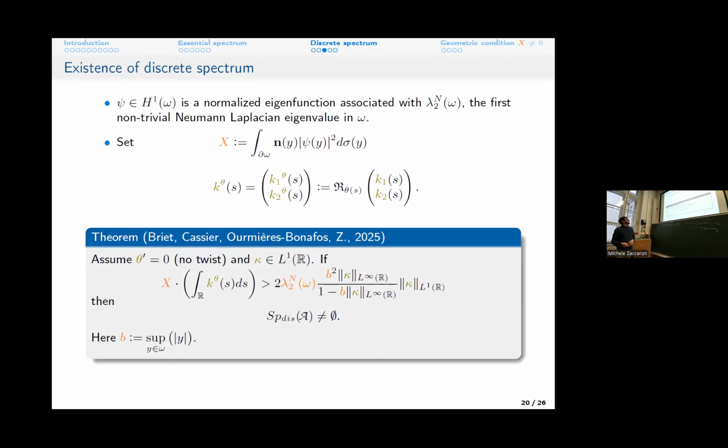And with that, we are in the case, as I told you, of a purely bending waveguide. So theta prime is 0. There is no twist anywhere. If the curvature, again, we need another assumption, if this inequality holds, then the discrete spectrum is non-empty. So there exists at least one isolated eigenvalue of finite multiplicity. Here B is the diameter of our cross section. And if you recall, assumption 2 tells us exactly that 1 minus B times the L infinity norm of kappa is strictly positive.